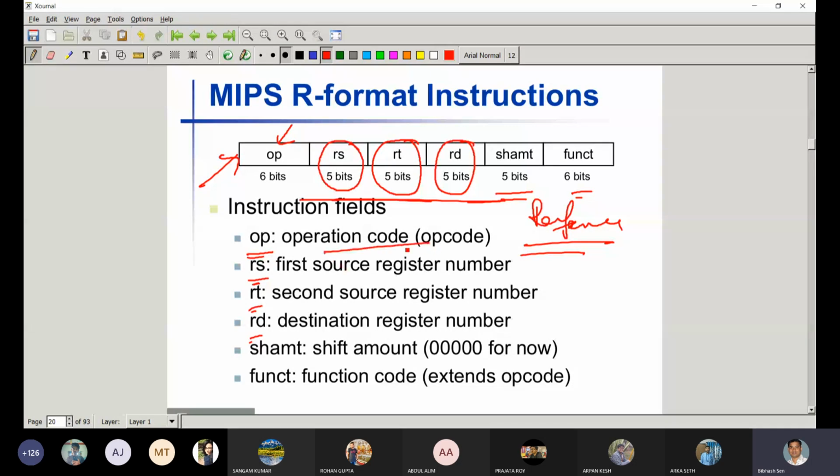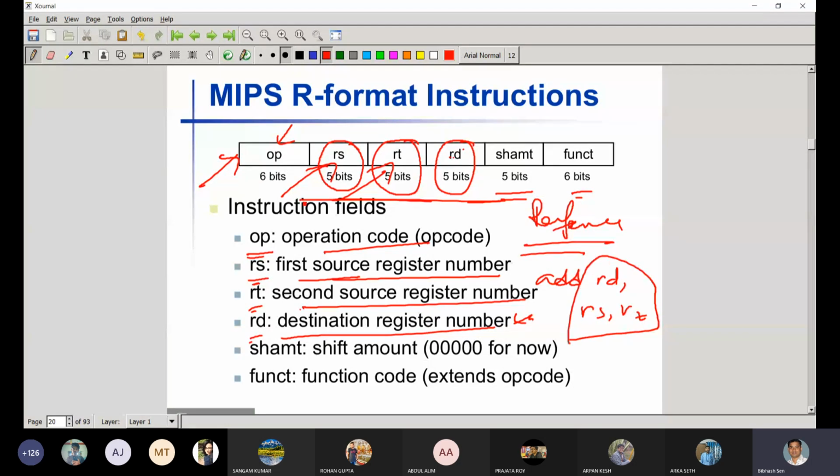OP means operation code. RS is the first source register of the instruction, RT is the second source register number, and RD is the destination register number. It does not mean that you have to write it here in this order, but generally in MIPS we write RD first, then RS, RT. Here I am just telling you that this is the format you have to use.